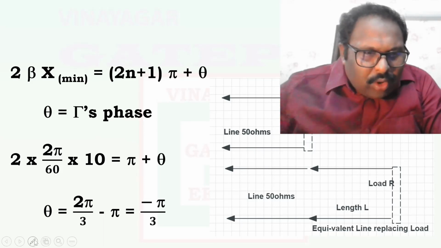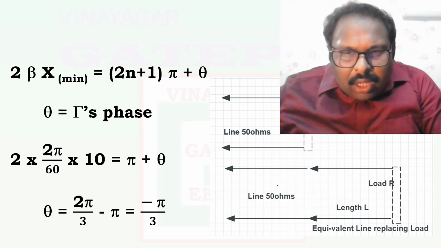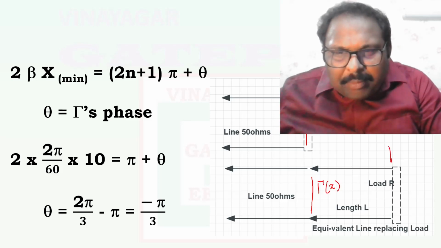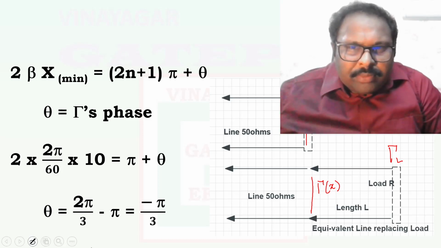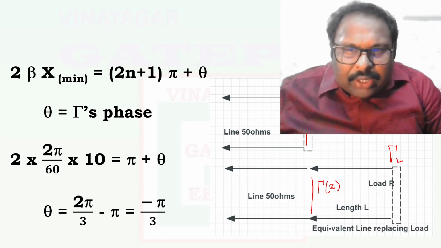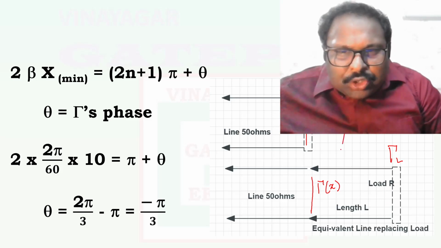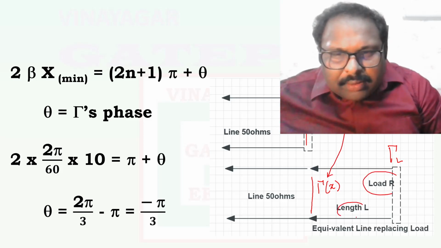So once I got the gamma's phase and gamma's magnitude, I know my reflection coefficient at the load. This is what I'll call gamma at the load. For this added line, it becomes gamma at x. I hope you're getting the logic, students. I calculated the gamma at the load so that when I'm adding the line, this gamma L should be equal to gamma of x. And I have to get the load RL here.